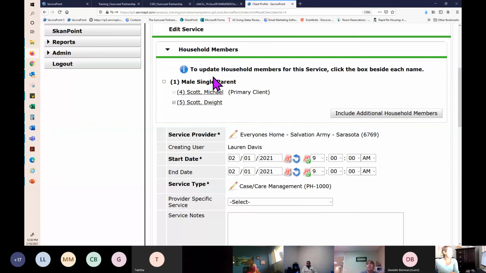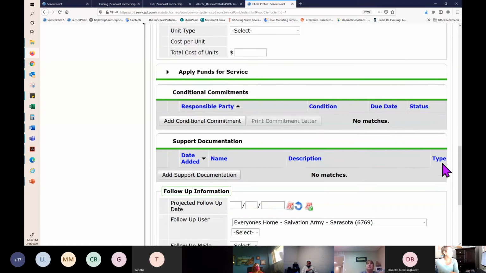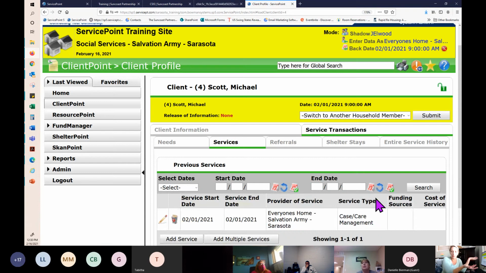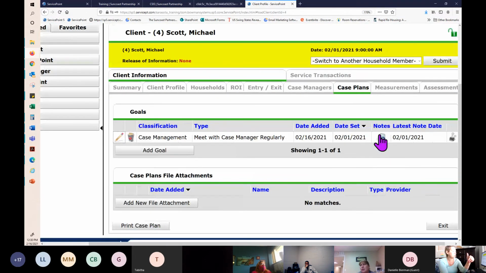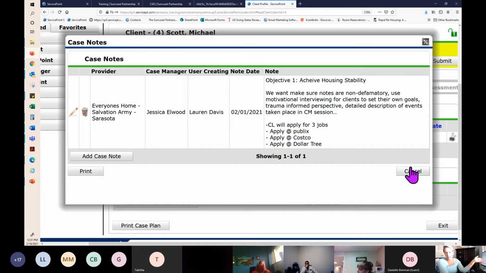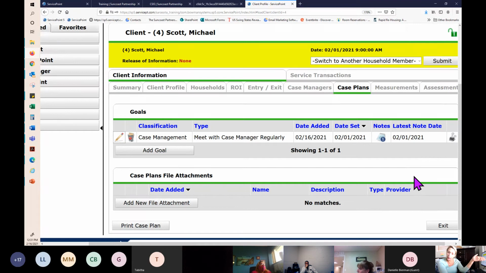Okay. So we created a service of case management. There are no funds applied to this. We need to close our service and fully meet the need. We're going to save and exit. So now we're showing the system that we provided this case management session on February 1st. For case management services, we should always, always, always have an accompanying note to identify the case management that happened. So when we're in our case plans, you can either add that service right from that goal, or you can do it separately. But if you have a case management session on February 1st, you should have a case note from February 1st.